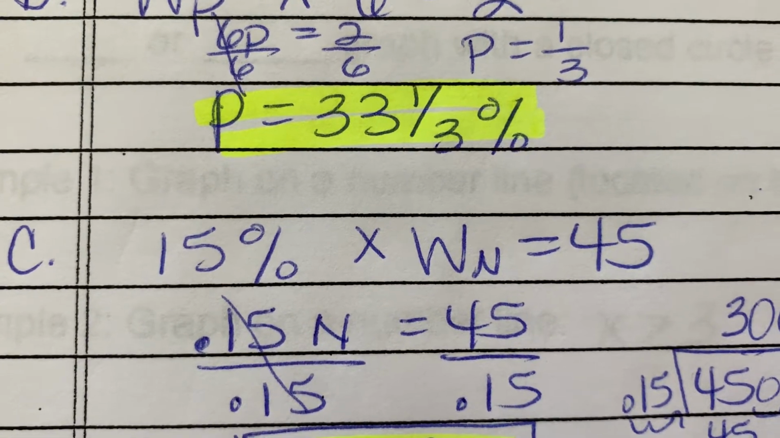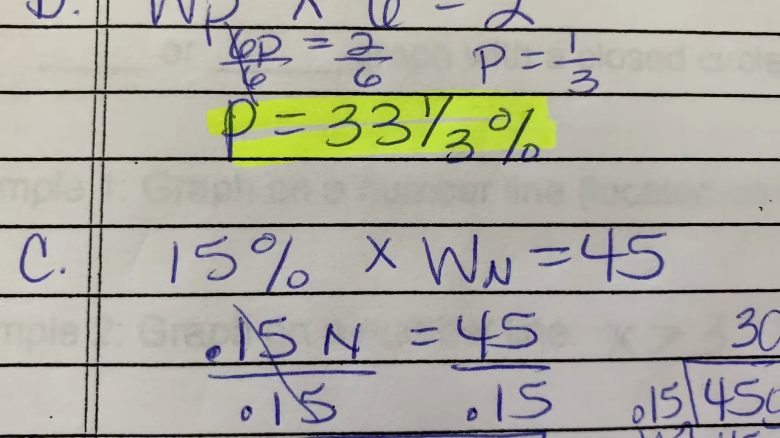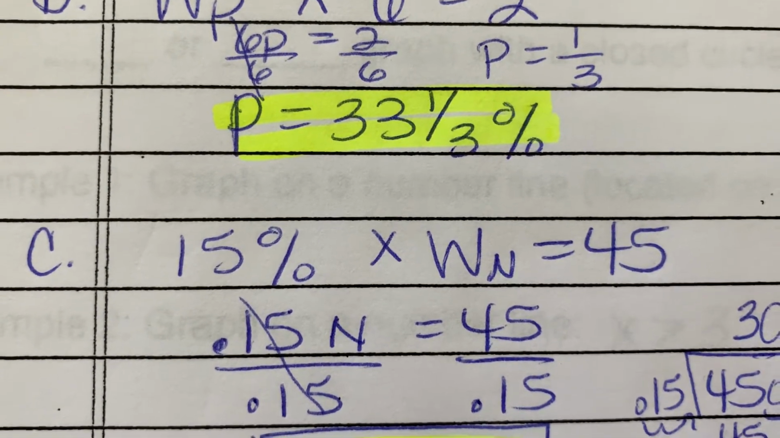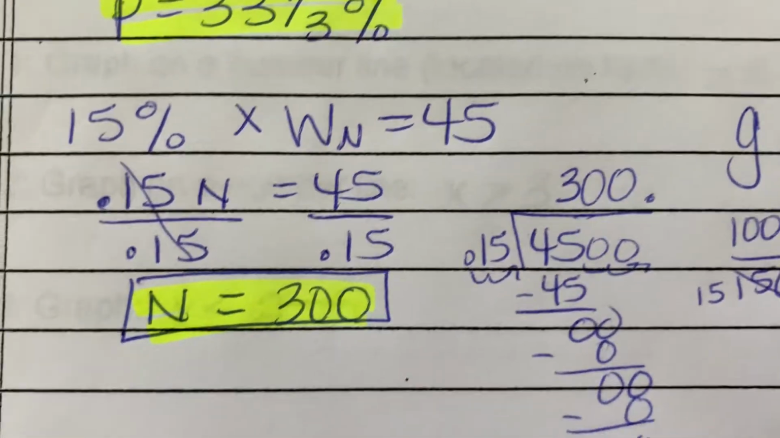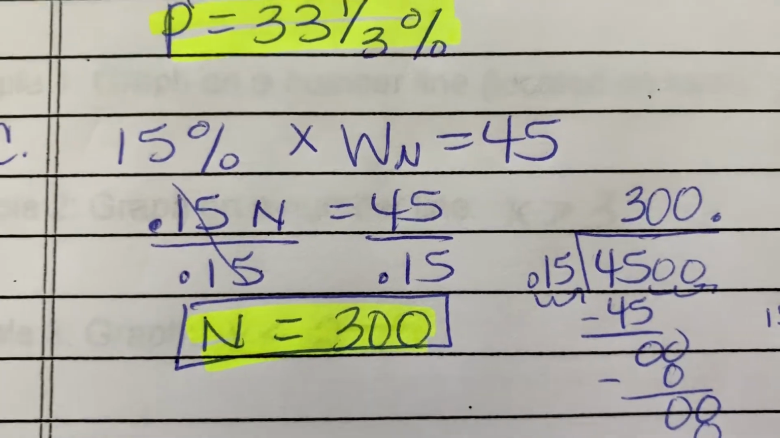Let's turn your percent to a decimal. 0.15n equals 45. Divide by 0.15 on both sides. Do your work off to the side. You should end up with 300.